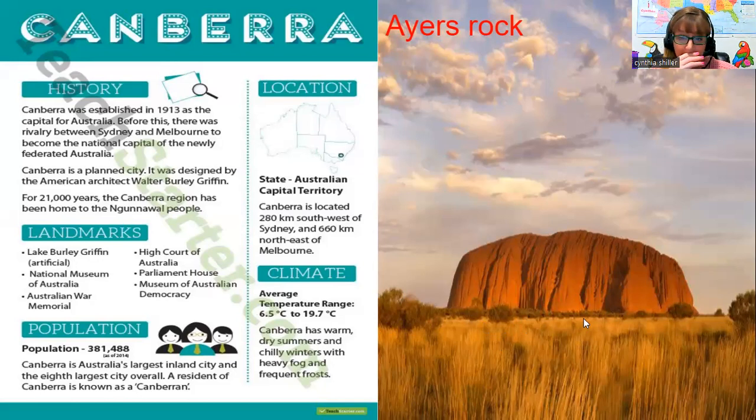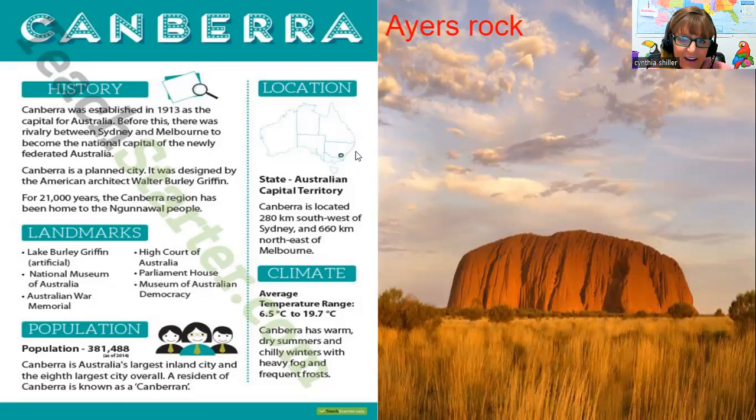And Canberra has warm, dry summers, chilly winters with heavy fog and frequent frost. And it was established back in 1913 as the capital of Australia. And before then, there was a rivalry. Can you say rivalry? Yeah, it's kind of like an argument or a fight between Sydney and Melbourne. And those are some cities there. And they wanted to be the national capital of the newly federated Australia.